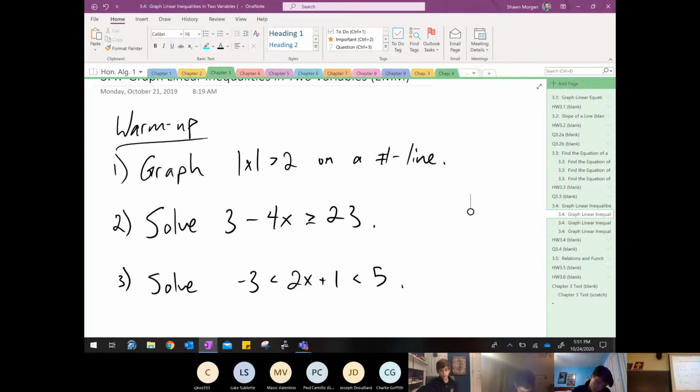Do we need to graph the bottom two? If you want to, you can graph the bottom 2 to help you figure out the solution, but no, you do not have to. When it says solve, you can solve it just giving the interval notation or doing our regular old inequality notation.